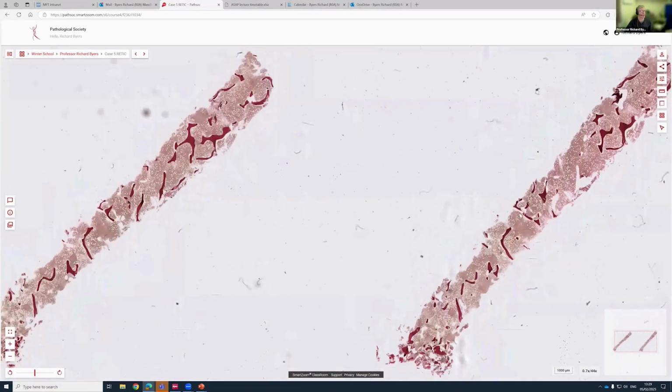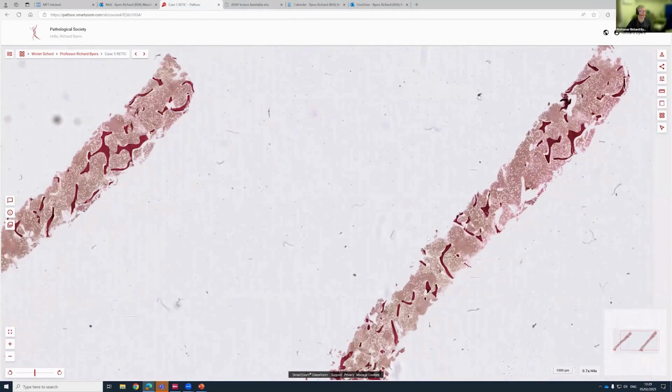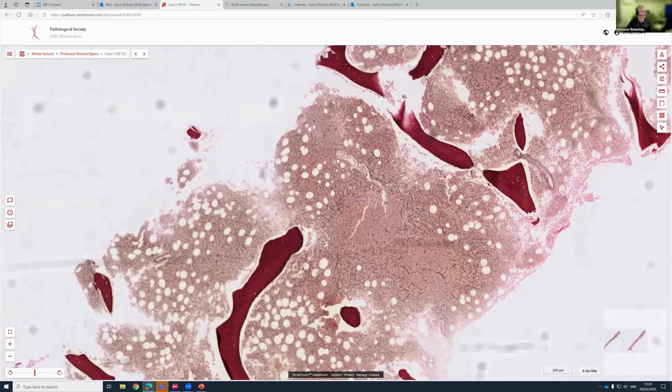Looking at the immunos for this case, the retic can be helpful because it can point out the areas and highlight the areas. So you can see the retic is condensed around these areas. So you can use the retic to find small focal areas of infiltration that are difficult to see on the H&E.